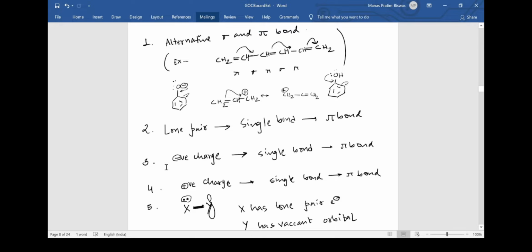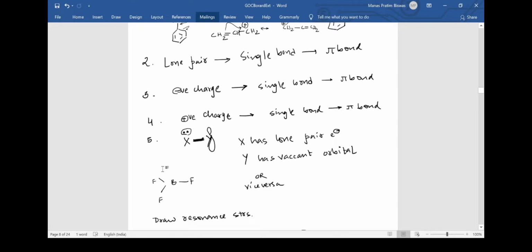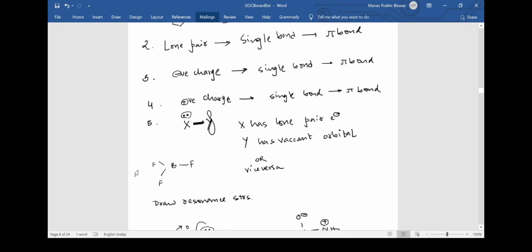So these are the first 4 conditions, and the 5th condition cannot be said as directly as resonance, but it is similar to resonance. In this case we are having 2 atoms X and Y, and one of them is having a lone pair and the other is having a vacant orbital that can accept the lone pair. X can have a lone pair and Y can have a vacant orbital, or vice versa.